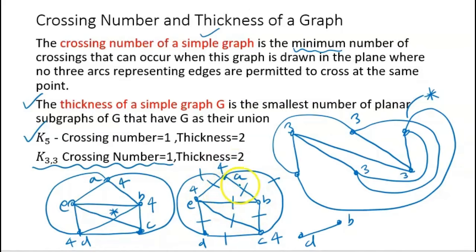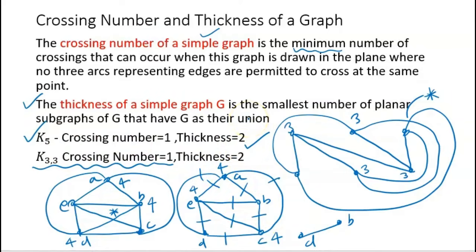In K5 there are 10 edges, and because this edge was resulting in the crossing, I can draw it as two different subgraphs, and if I take their union, this graph union this graph, I will get K5. So a minimum of two subgraphs are needed. So what is the thickness? The thickness of a simple graph is the smallest number of planar subgraphs of G that have G as their union. So you can clearly see that these two are the planar subgraphs. So what is the thickness of K5? The thickness of K5 is 2.